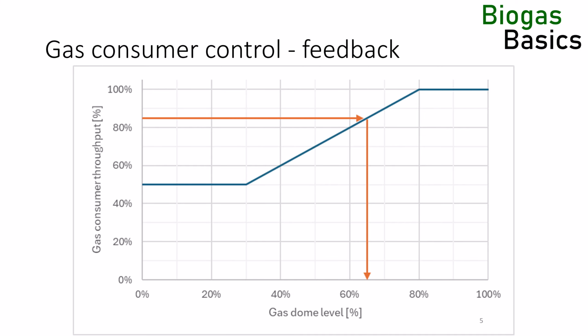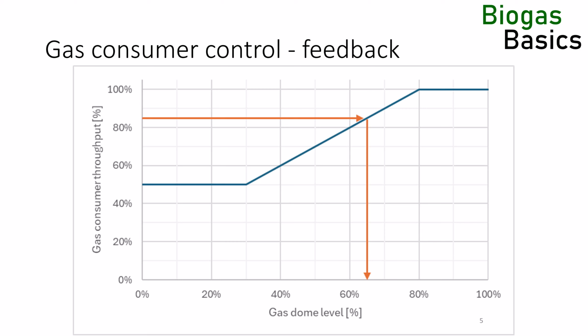If the gas production increases, the gas dome will begin to fill up. The higher gas dome level will lead to a higher gas consumption and a new steady state will form. In this example, if the biogas production increases so that it corresponds to the gas demand of the gas consumer operating at 85% capacity, the level in the gas dome will increase to 65%.